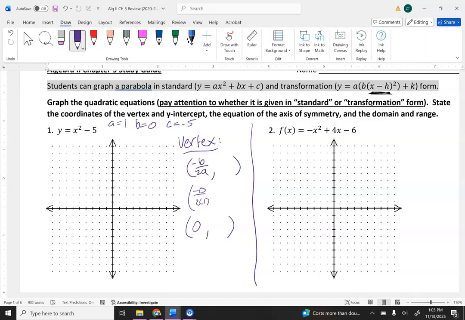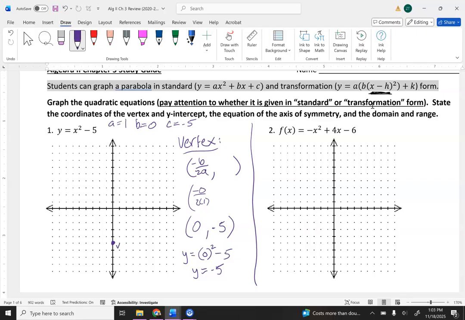Now, the only way to get the y value for the vertex is to plug in that x value. So you're going to go back up to the equation y equals x squared minus 5. And in for x, we're going to put the value of 0. So 0 squared minus 5 means that the y value would equal -5. So we'll go down to 0, -5. We're going to plot a point. That point is your vertex. I like to mark that as your vertex so that you don't forget.